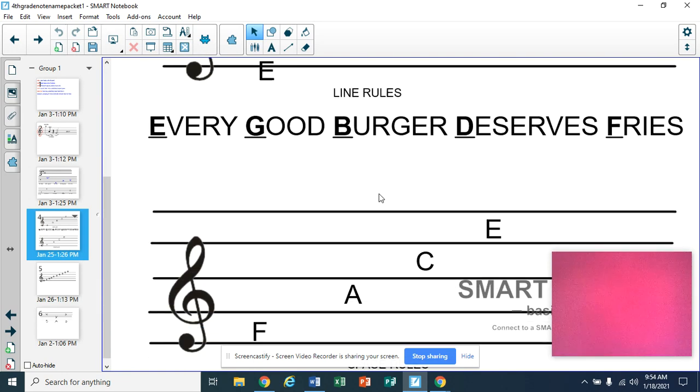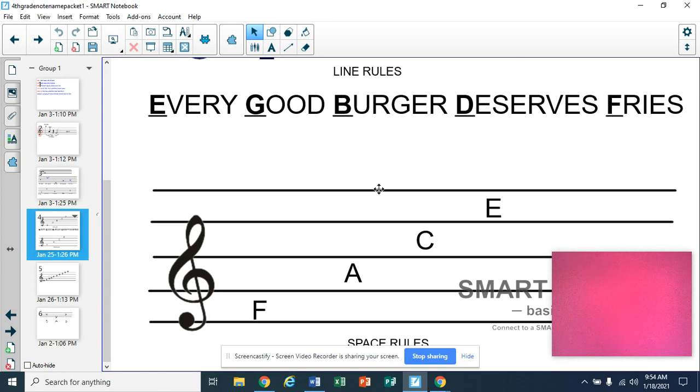Now the space rules are different. Space is very simple. We say space rhymes with face. So as long as you can spell the word face, you're good to go. This word face is spelled F-A-C-E. But you have to keep in mind, everything goes from the bottom to the top. So the word face spells F-A-C-E.